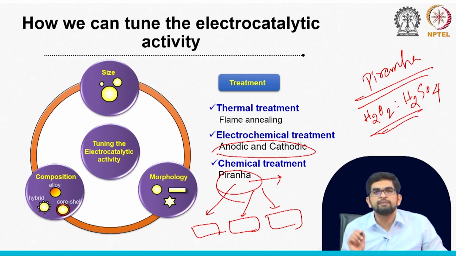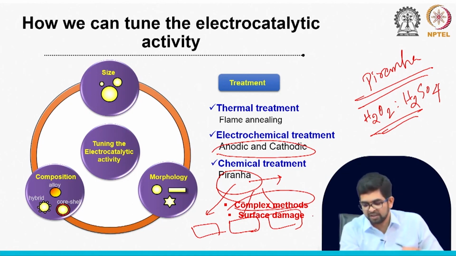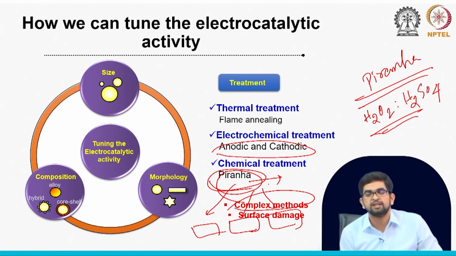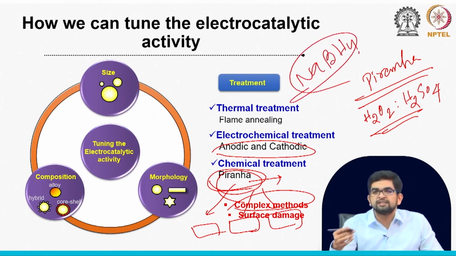That's why we are not giving much importance to this treatment for the catalytic activity, because they are very complex. Also sometimes, because of the highly oxidizing species, they can damage the surface. You have to optimize those treatment methods very much. So today I am just going to tell you this piranha treatment one. It also can increase the electrocatalytic activity, but you have to be careful. That's why we have to search for a new treatment that is very simple, and that treatment is sodium borohydride treatment, right? Why? This is very simple.